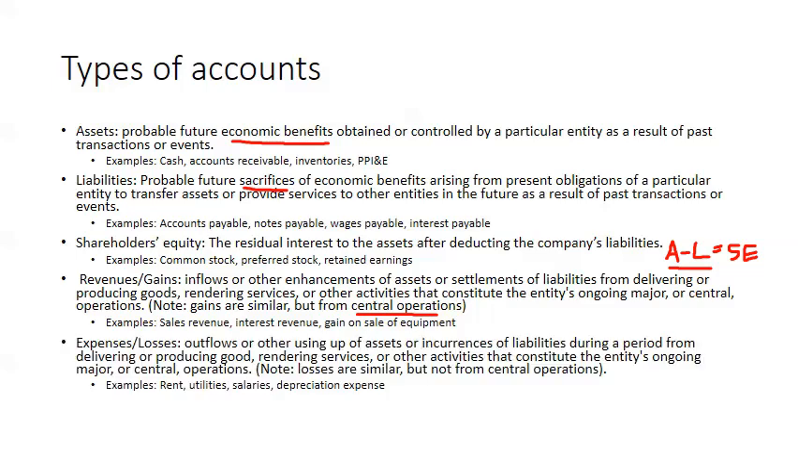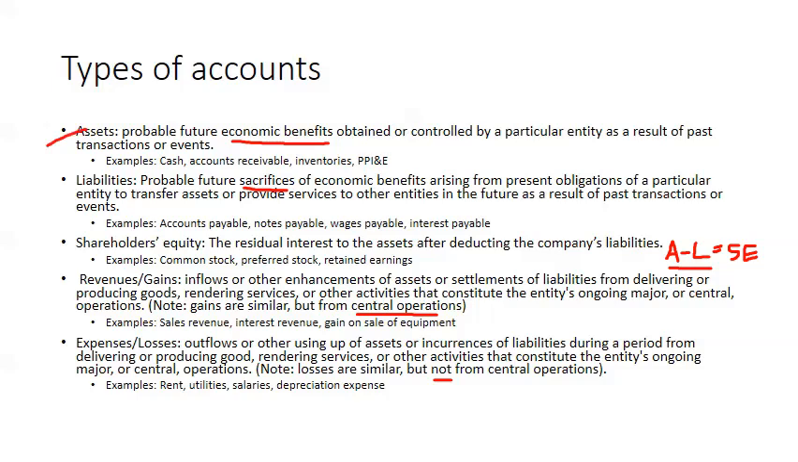Then expenses and losses: outflows or other using up of assets or incurrences of liabilities during a period from delivering or producing goods, rendering services, or other activities that constitute the entity's ongoing major central operations. Note losses are similar, but not from central operations. So we have rent expense, utility expense, salaries expense, depreciation expense, all those types of expenses that we think about go into that category. So those are our 5 types.